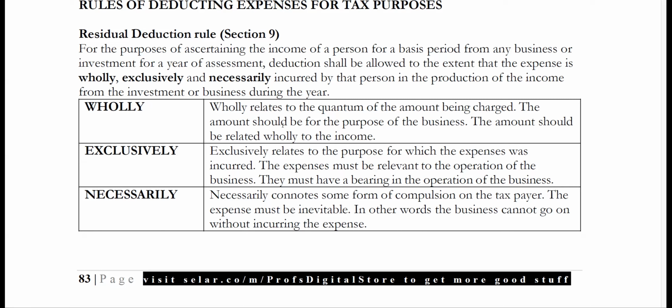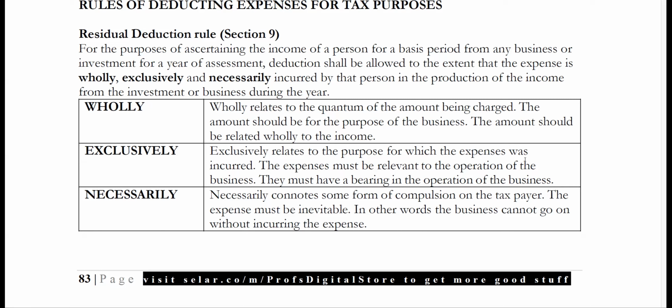The expense must be wholly. That means the whole quantum or the whole amount being charged should relate to the business, right? The amount should be wholly related to the income. When we talk about exclusively, exclusivity means what? The purpose for which the expense was incurred, was it exclusive to your business? So the expense must be relevant to the operation of the business. It must have a bearing on the operation of the business for you to say that this expense is exclusive to the nature of your business or to the operation of your business.